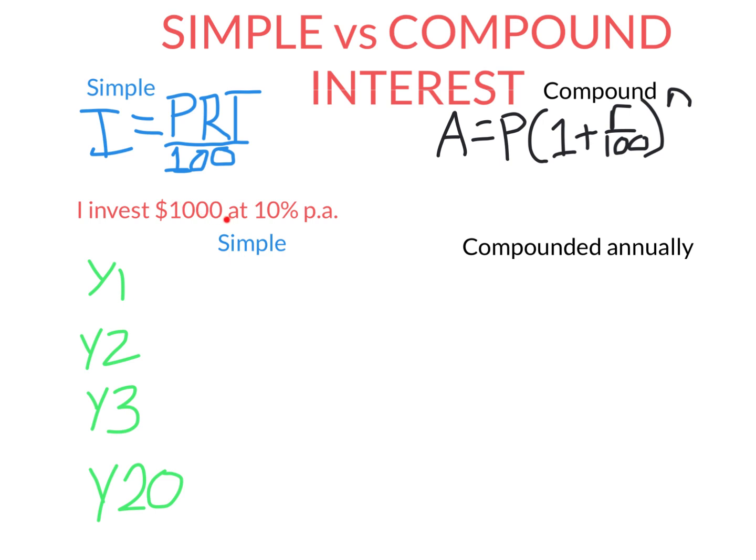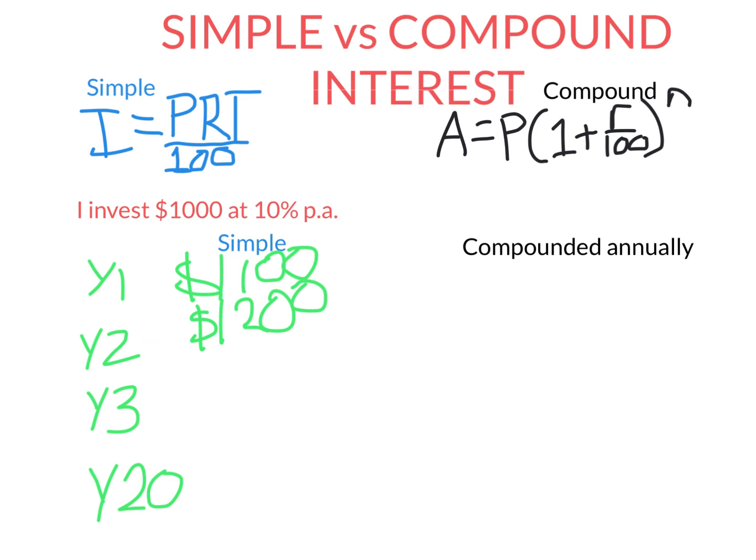So let's say I invest $1,000 at 10% per annum. So in year one, if the interest was simple interest, you would earn 1,000 times 10 times 1 over 100. You would earn 10% of 1,000, you'd earn $100 in interest. So at the end of year one, you'd have $1,100. Now, for simple interest, you would earn the same amount of interest each year. You'd be going up by $100 each year. We can use the formula at the top if we like.